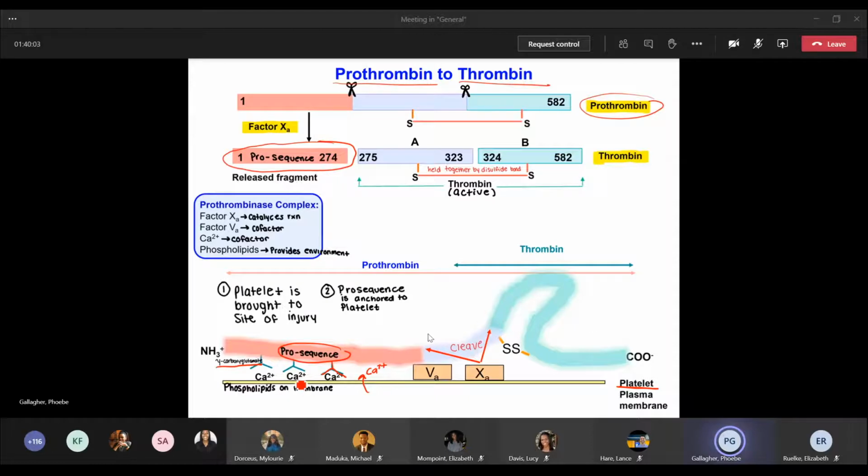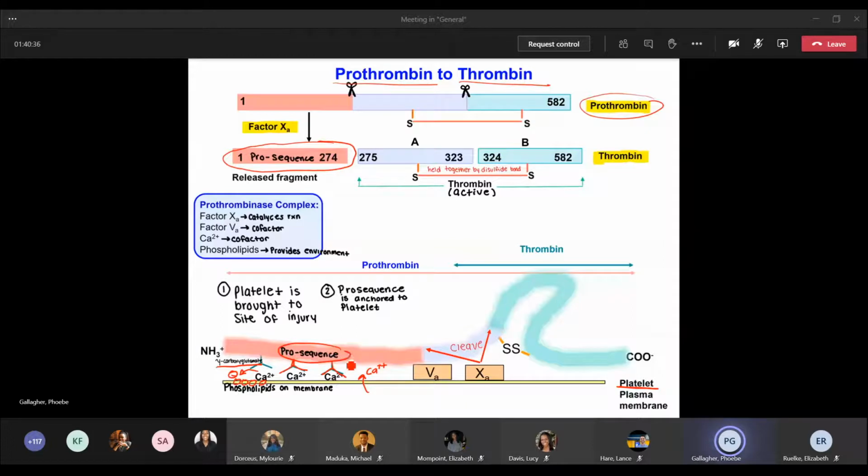That's like their thing. And so because the platelet membrane has a lot of phospholipids on the membrane, these are going to be negatively charged. And so some of the calcium is going to stick to the negative charges on the phospholipids on the membrane. And so from there, you're going to have this gamma carboxyglutamate associate with the calcium. And that allows this whole prothrombin to kind of bind to the membrane of the platelet.